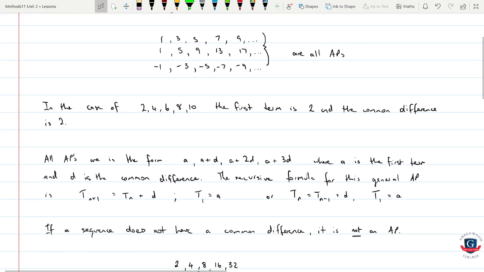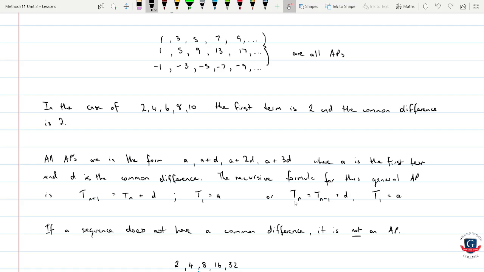Now we can generalize that into the following recursive formula. Well, actually no we can't. We can state the generalized recursive formula for an AP as being the next term is equal to the current term plus the difference. So this term, let me get my marker back. This term here is equal to this term plus the difference of 2. This term is equal to this term plus the difference of 2, so on and so forth.